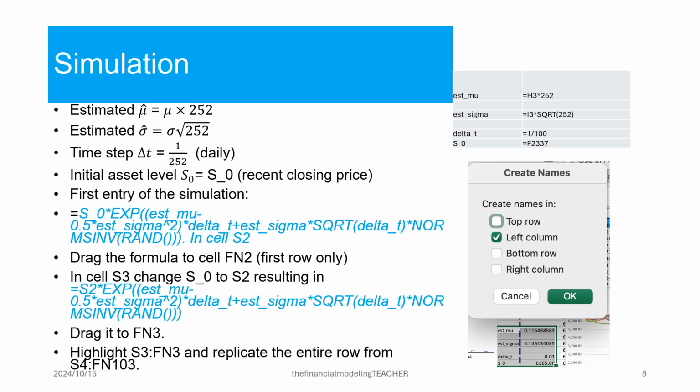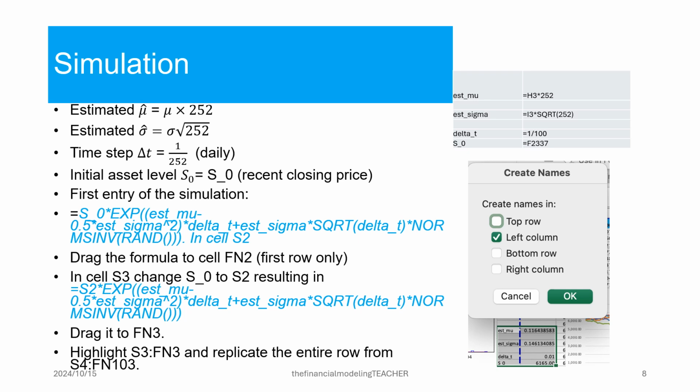It will be nice for you guys just to go through the accompanying worksheet in order to perform an exercise as well as an example of this worksheet. So now, having populated the initial entry with these details, that is cell S2, we will drag this formula to cell FN2, in other words, just the first row.